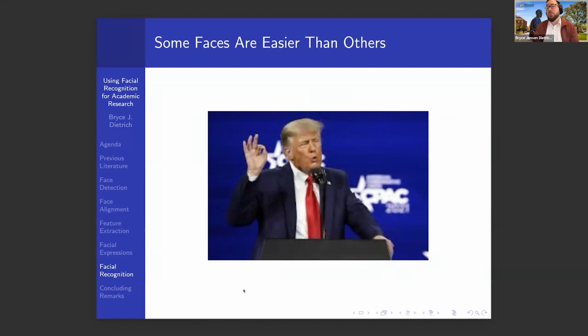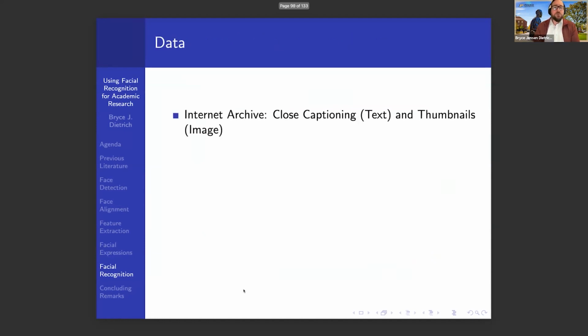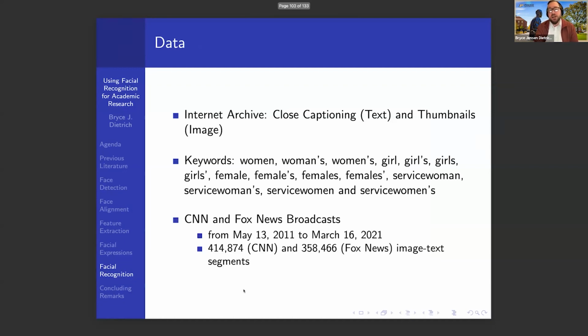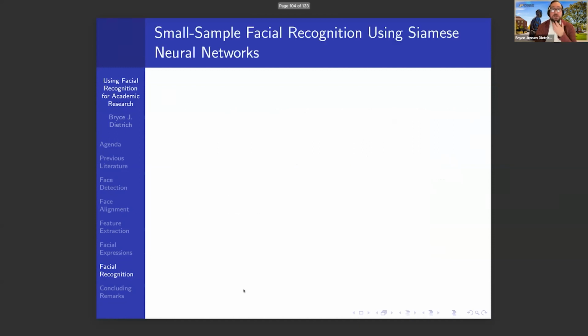The same story applies. So for this project, we collected closed captioning data and thumbnails, images from the Internet Archive. We used keywords related to women as a group, which I've used in previous projects. And then we looked at CNN and Fox News broadcasts. Specifically, we found 400,000 image text segments from CNN and 358,000 from Fox News.